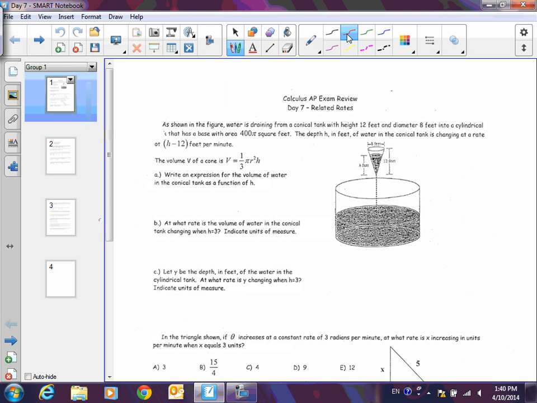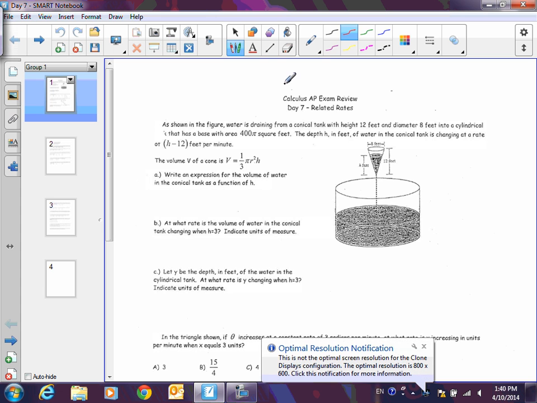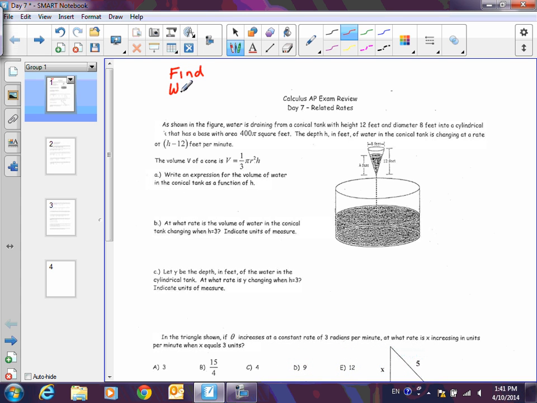Okay, so with related rates, do y'all remember the little acronym we used? FWIGI. So what did the F stand for? Find. When. Given. And then equation. Very good. Okay, and so that's what you need to know for related rates.